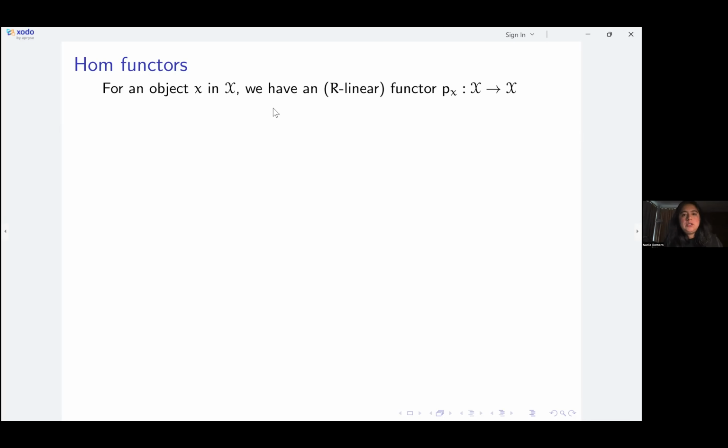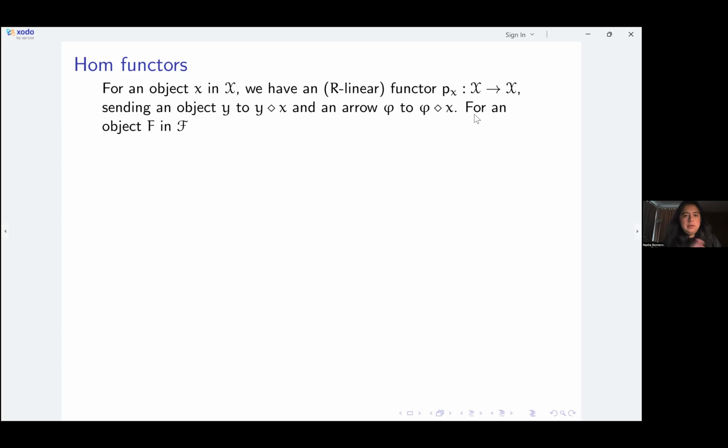Whenever we have an object in X, we have a functor. Sometimes I'm just going to say functor, but all the functors I'm working with are linear, so that's why it is in parentheses. All my functors are linear. So we have a functor given by tensoring with X on the right. We send an object Y to Y tensor X, and we send an arrow to tensoring with the identity arrow of X. It's very simple. I'm only using the monoidal structure I have in X, multiplying by a fixed element. So this is a functor.